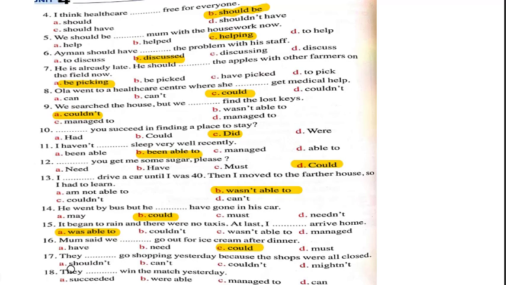17. They couldn't go shopping yesterday because the shops were all closed. They shouldn't, can't, couldn't, mightn't. We are speaking about a past action. Yesterday, they couldn't.